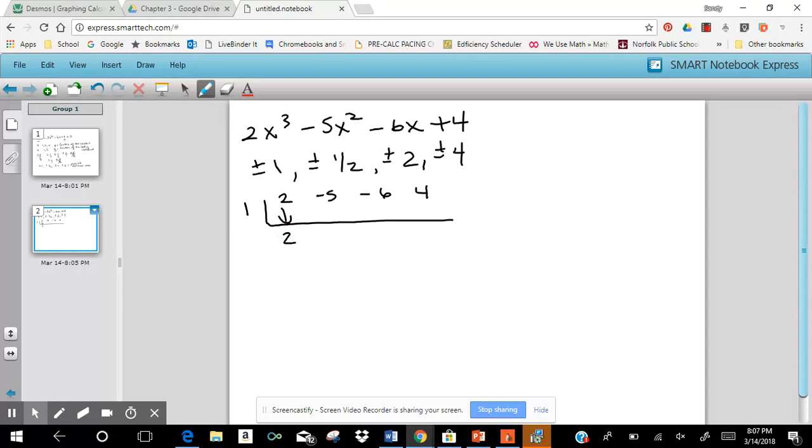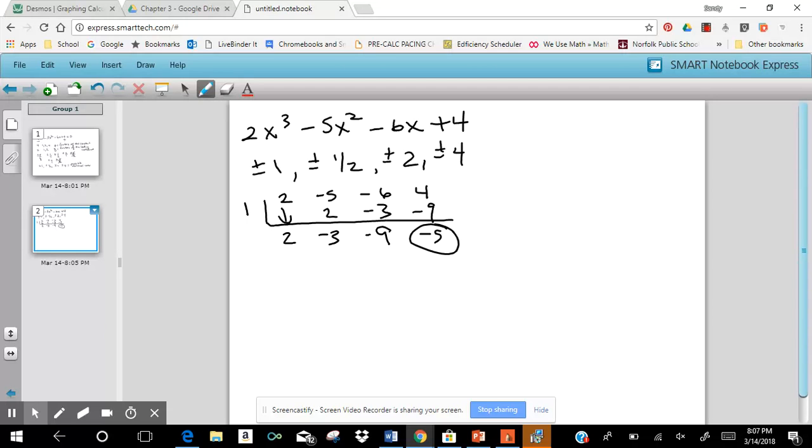And then I multiply. 1 times 2 is 2. I add here. Negative 5 plus 2 is negative 3. I multiply. 1 times negative 3 is negative 3. I add here. Negative 6 and negative 3 make negative 9. I multiply. 1 times negative 9 is negative 9. I add. 4 and negative 9 make negative 5. This is my remainder. It is not 0. So that means that 1 is not a rational zero.